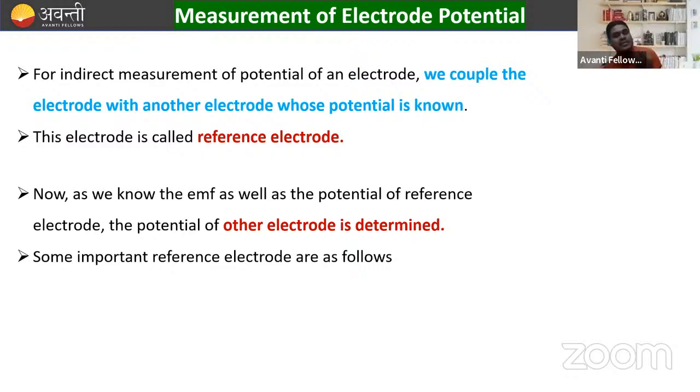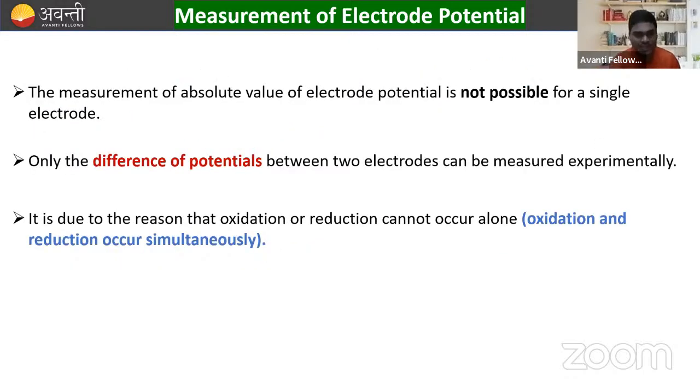Now, as we know the EMF as well as the potential difference of the reference electrode, the potential of the other electrode is determined. So basically, what is happening here? If I want to know the potential of an individual electrode, the measurement of the absolute value of electrode potential is not possible. However, the relative value is possible.